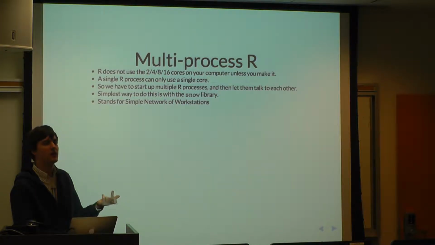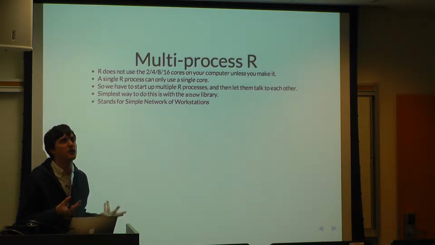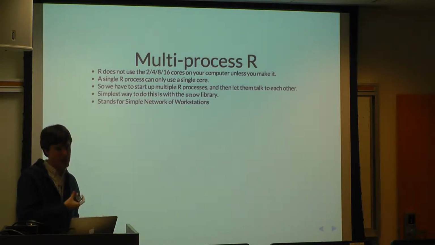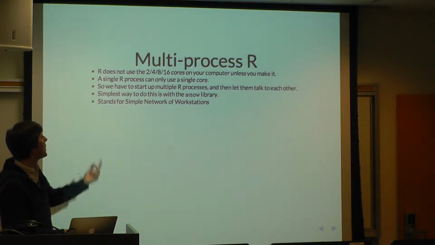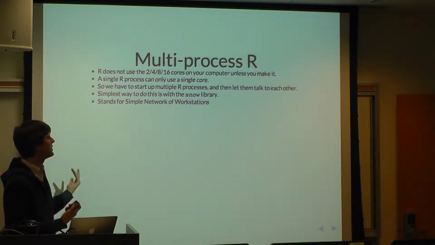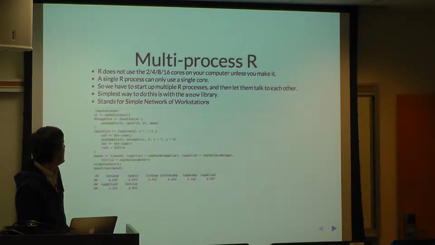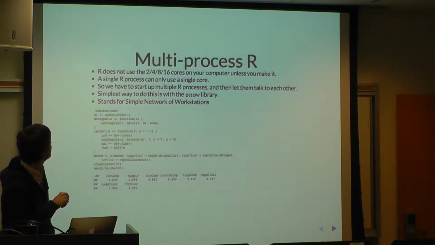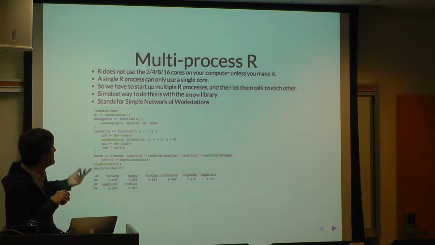You're doing the equivalent of running a cluster on your machine, is what you're doing with snow, which is why it's called Simple Network of Workstations, because it's like between workstations. It's the same thing. So here's the code to do this. You just require snow, and then you tell it to start up a cluster. And you tell it how many cores to use or how many machines to use.